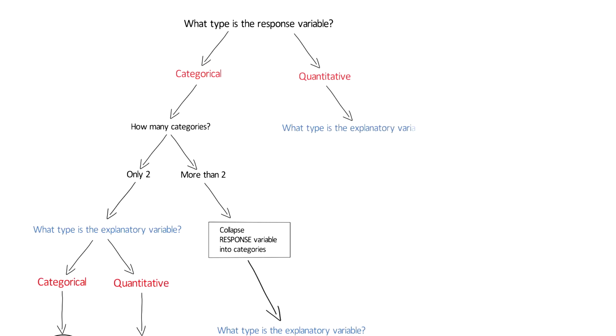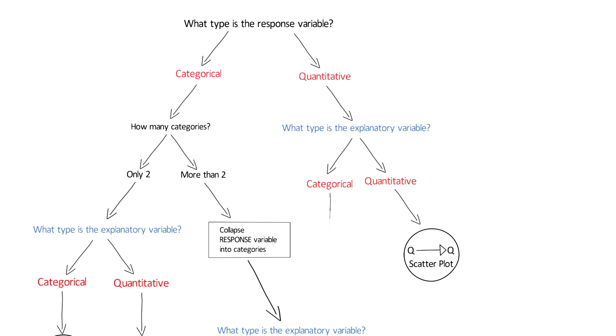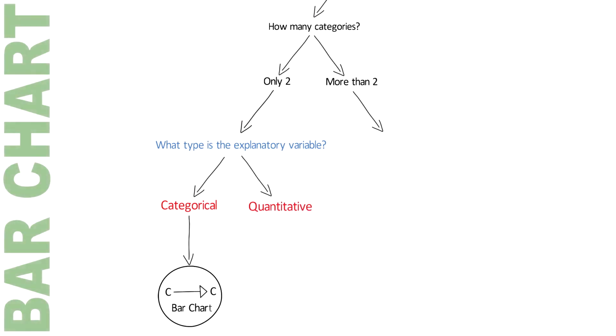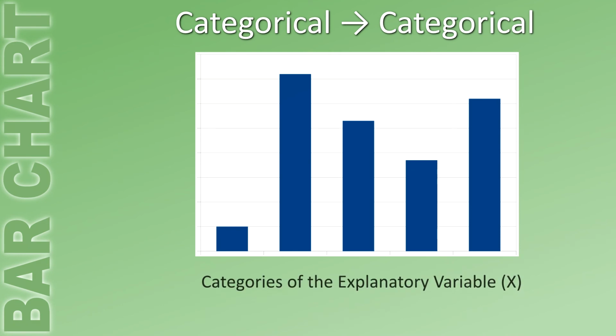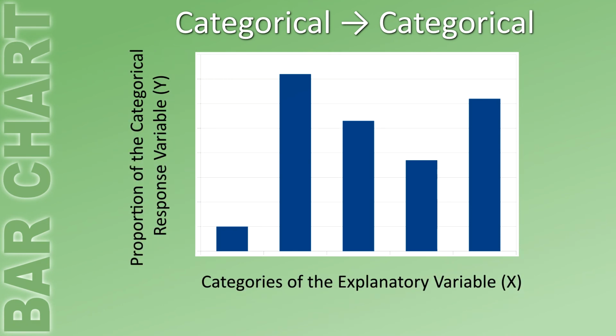We've worked through each type of bivariate or 2-variable graph, highlighting when and how each should be used to visualize a relationship. Now, let's just very briefly summarize. When visualizing a categorical to categorical relationship, we use a bar chart with explanatory categories on the x-axis and the proportion of our response variable on the y-axis.